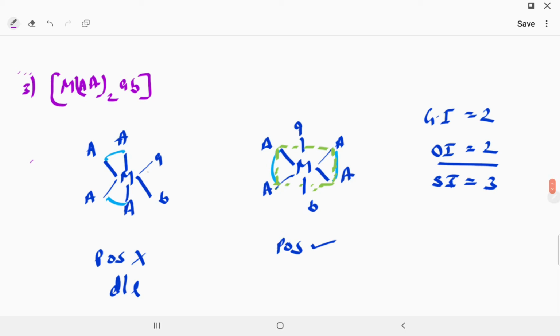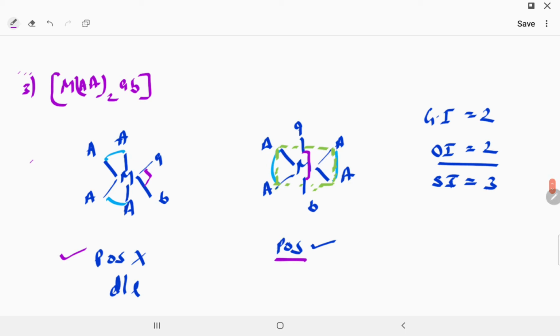Now in this case you are taking AB is cis and AB is trans. So now you are able to see that in the first one there is no POS plane, so it will show optical. Okay, optical will be there, but in the second one you are able to see that this will not show. In the third one you are able to see that this will show the POS plane, so it will not show optical.